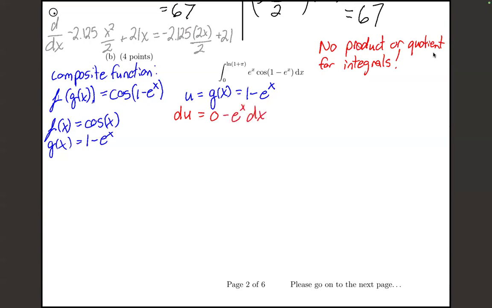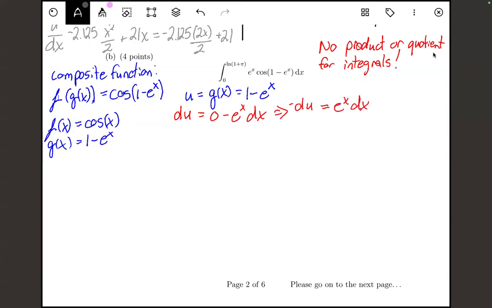This is great because I see an e to the x and I see a dx, but we're off by a factor of minus 1, right? This negative sign here. So what we need to do to use u substitution is rewrite it so that we have negative du equals e to the x dx. And by doing this, now I can directly substitute everything in.